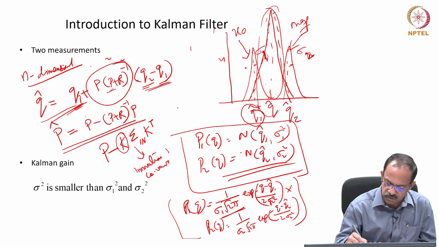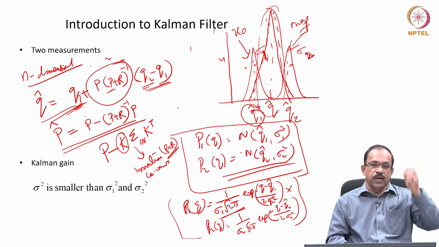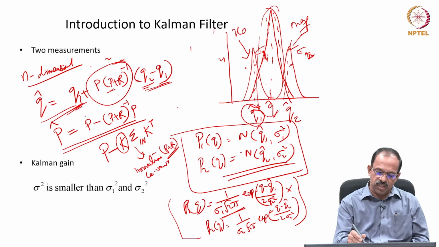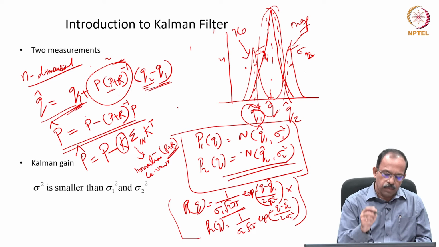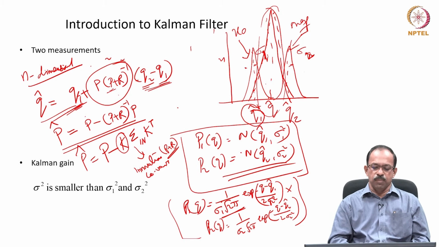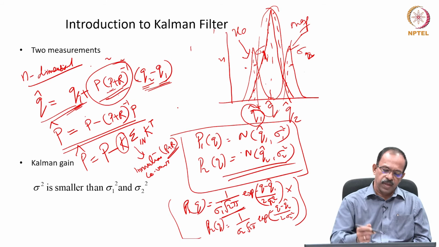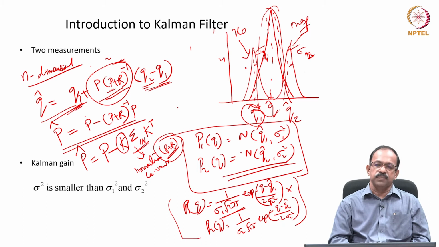The p plus r is known as the innovation covariance, that is, the covariances of q1 and q2 are added, and that is the innovation covariance p plus r. So the new covariance of the estimate will be p hat is equal to p minus k sigma in k transpose, where k is the Kalman gain given by p times (p plus r) inverse, and sigma innovation is the innovation covariance, which is nothing but p plus r.